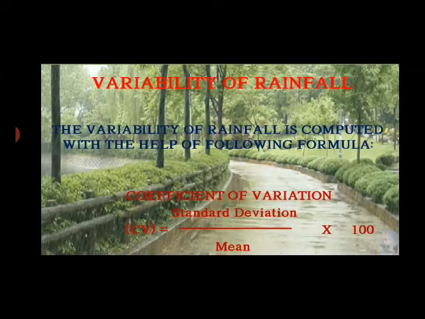There is a term which is called variability of rainfall. The variability of rainfall is computed with the help of the following formula. The coefficient of variation, also written as CV, is equal to standard deviation upon mean into 100.